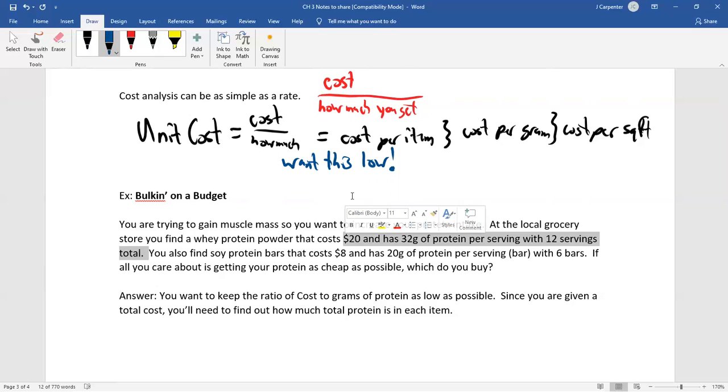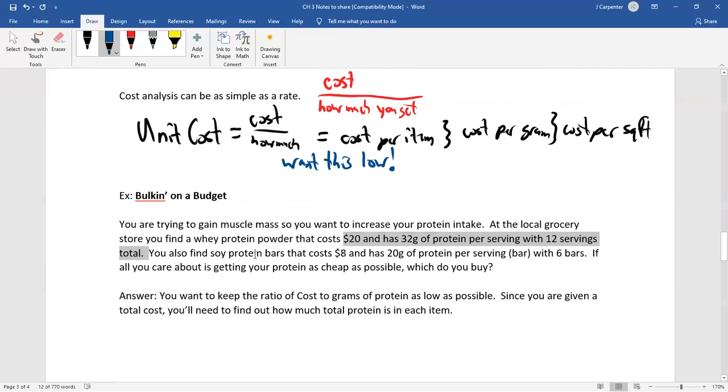So it's not saying that there's 32 grams of protein total. It's saying that there's 32 grams of protein, and then there's another 32 grams of protein, and then there's another 32 grams of protein, and there's 12 of them in total. If you measured them out exactly, you would get 12 servings of this 32 grams.